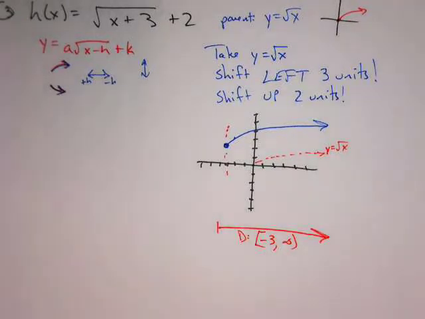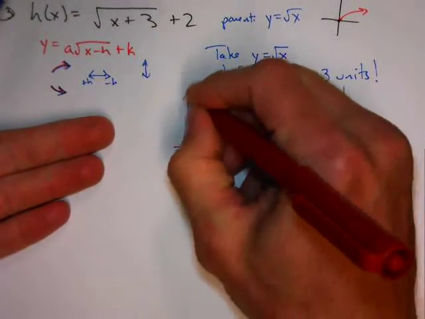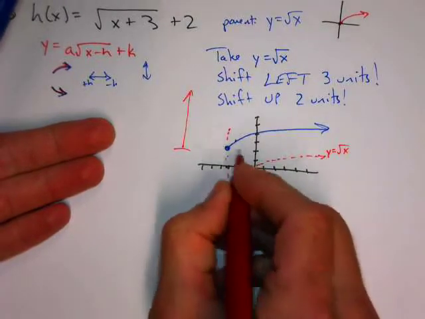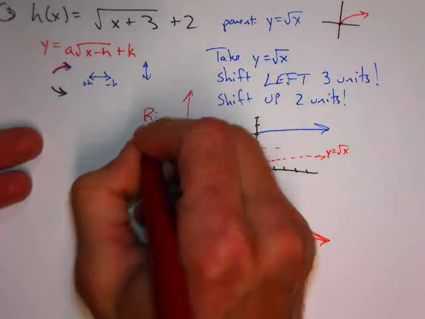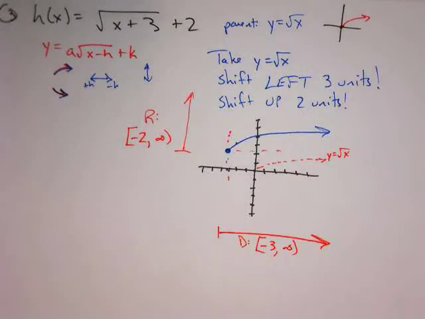And then what would the range be? How low does it go? How high does it go? So the range goes as low as 2. It'll only go as low as 2, right? Because we're shifting up 2. So the range then will be going as low as 2 up to positive infinity. That is our domain. That is our range.